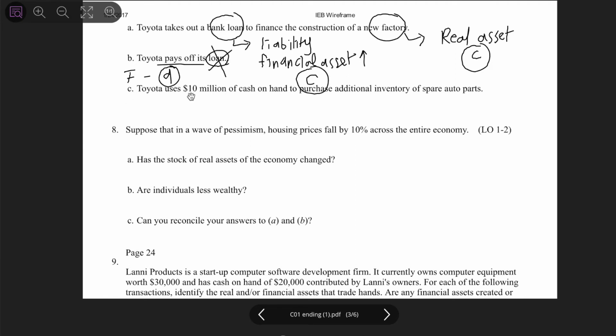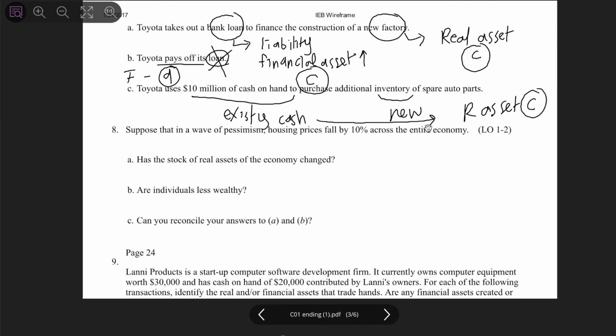Number C, Toyota uses $10 million of cash on hand to purchase additional inventory for the spare auto parts. So what's new? This is not new, right? This is existing. And we're trying to get a new inventory of spare auto parts, right? So we're exchanging cash for what? Real asset. And this is what? Only the cash going to real asset, right? There was a transaction. That's it. Nothing was created or destroyed in transaction C.